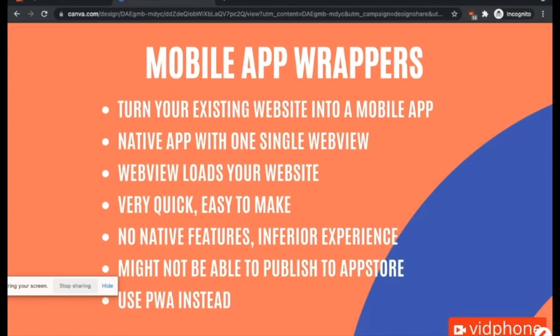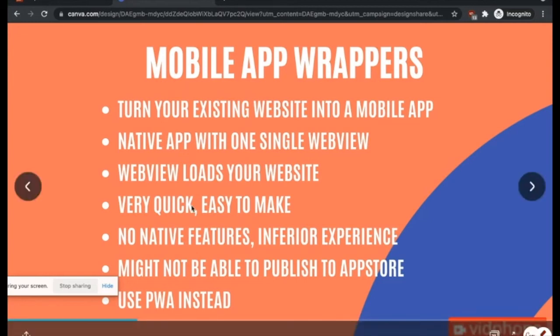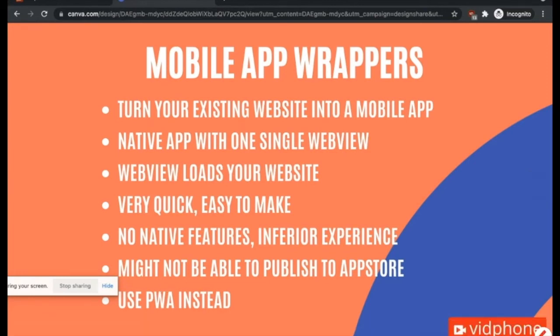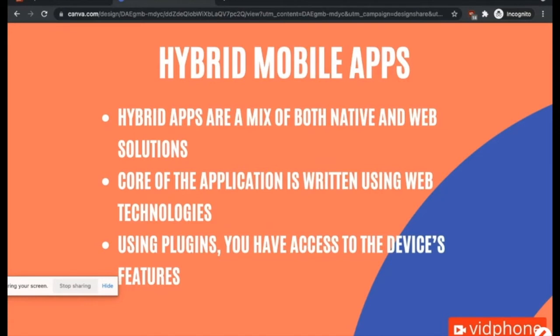So instead of building out a mobile app wrapper, I suggest you do a PWA instead. A PWA is a progressive web app. It's a website which you can install onto your device, kind of like a shortcut. And also it has a few other features like push notifications, caching, etc. Next, let's talk about mobile apps.